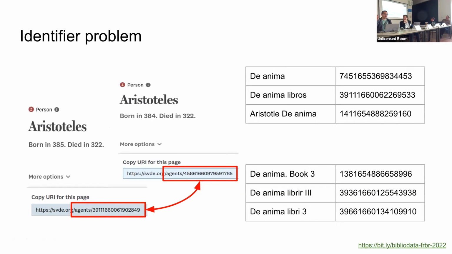If we just pick one work of Aristoteles, De Anima, we might see different variations of the titles, and also these titles belong to different entities. And if we go deeper, we check only the third book of De Anima, we still have problems. And maybe I should mention that neither of these elements in these two blocks are connected together. However, they are part of each other.